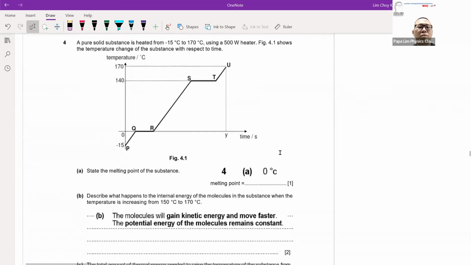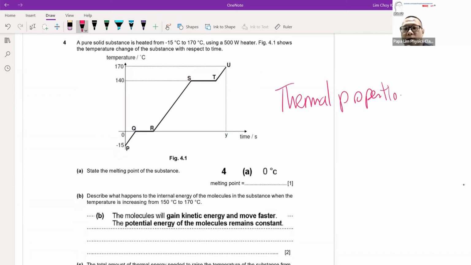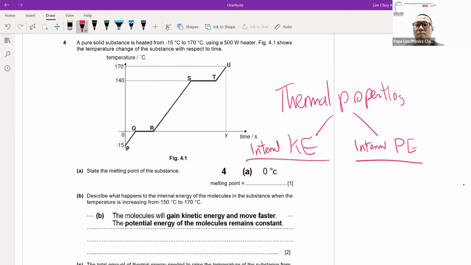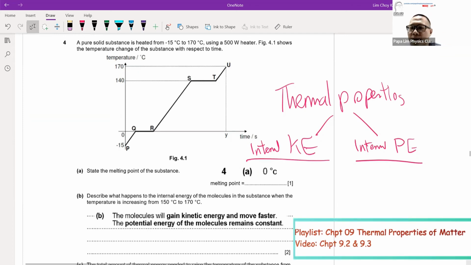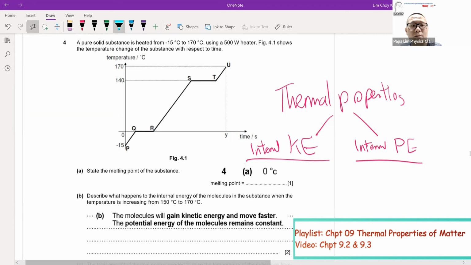Question 4, take note, is what I call a heating curve. Heating curve, cooling curve, thermal property. Remember the stages of the thermal property, the different stages, different keywords. Here we very commonly look at two types of energy: the internal kinetic energy and the internal potential energy. Like I mentioned before in the topic thermal property, if I'm not wrong, it's chapter 9 maybe, there are certain keywords tagged to kinetic energy and certain keywords tagged to potential energy.